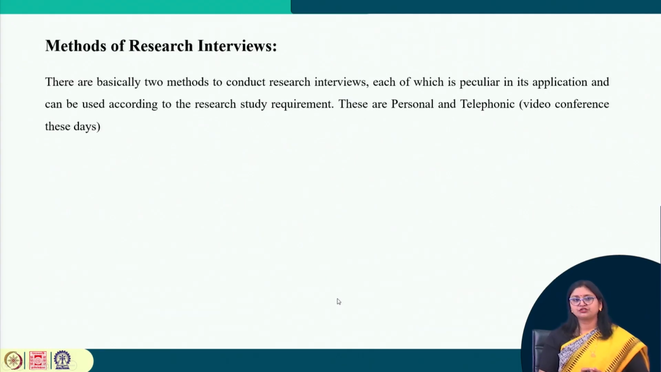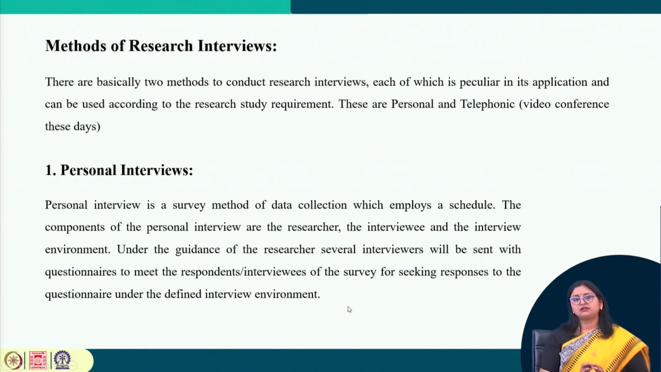Then method of research interview. There are basically two methods of conducting the research interview, each of which is very peculiar in its application and can be used according to the research study requirement. These are personal and telephonic interviews. The first is a personal interview. The personal interview is a survey method of data collection which employs a schedule. The components of personal interview are researcher, the interviewee and the interview environment.